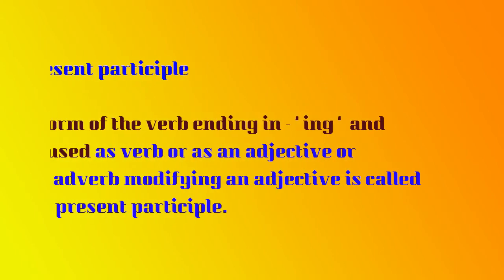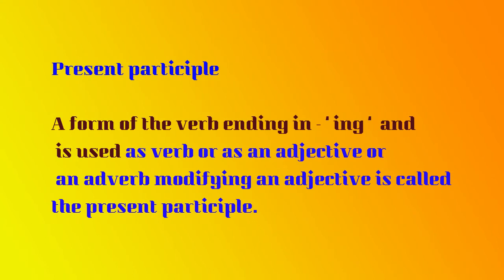Now let's see present participles. I already said present participles also have the same form as gerunds. They are formed with the help of verb form 1 plus ing, but they are used as a verb or as an adjective or an adverb modifying an adjective. We are going to see the uses of present participles.